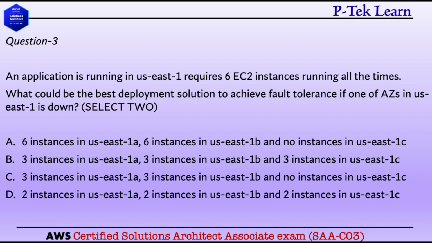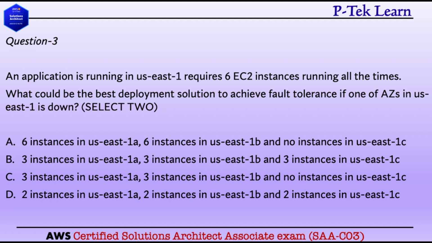Let's see. Option A, 6 instances in US East 1A, 6 instances in US East 1B, and no instances in US East 1C. So here, if you look at this option, if any of these 3 availability zones is down, say for example US East 1A is down, we still have 6 instances running in US East 1B. So that meets our requirement. Okay, let's look at the next option, B.